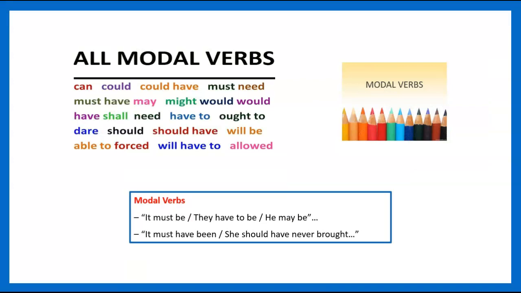Now, of course, all our modal verbs come into play. And we could use expressions like it must be, they have to be, he may be, it must have been, she should have never brought. And of course there's quite a wide range of modals: can, could have, must, need, must have, may, might, would have, shall, need, have to, ought to, dare, should have, will be, able to, forced, will have to, and allowed. So quite a range of meanings there.